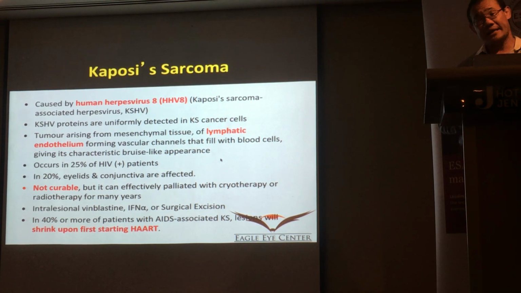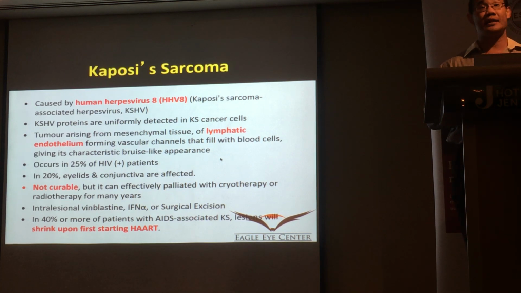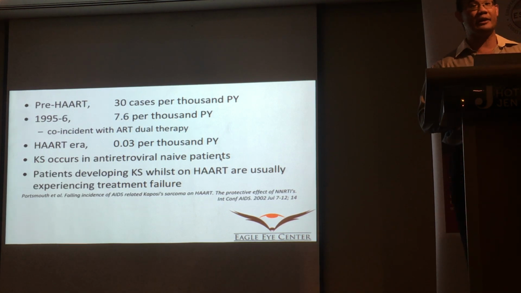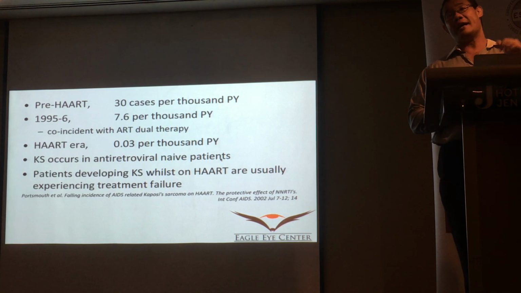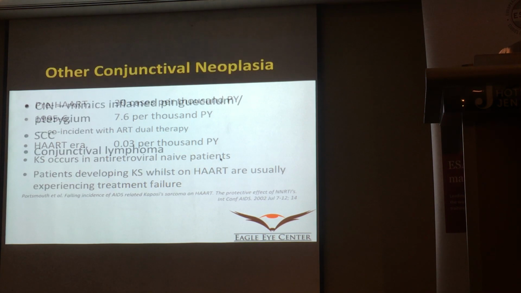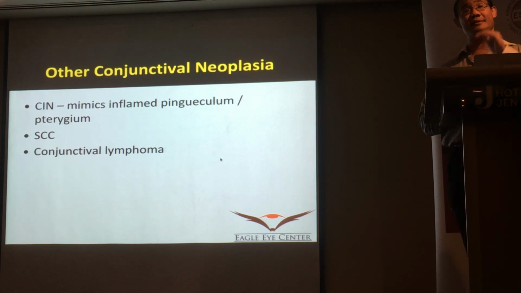All right, so for tiny ones, there are many ways people have tried, intralesional interferons and chemotherapy, or you can excise them if they are small enough. In 40% or more, they can actually resolve when you start HAART therapy. Just to show you that with HAART, the incidence has plummeted, not common at all. If you see somebody with Kaposi sarcoma, either A, they are not on treatment, not compliant with treatment, or they have failed therapy, basically. Other conjunctival neoplasias, CIN, carcinoma in situ, may mimic an inflamed pinguecula, again a persistent inflamed pinguecula.